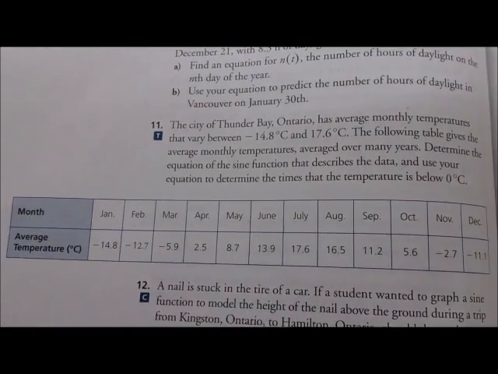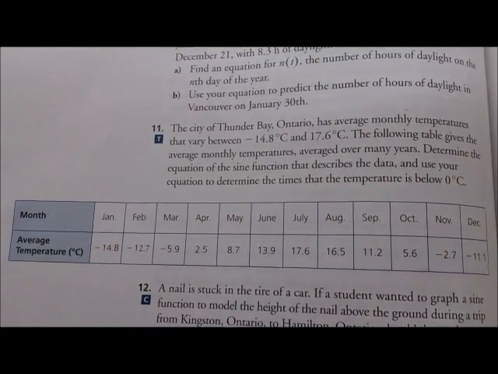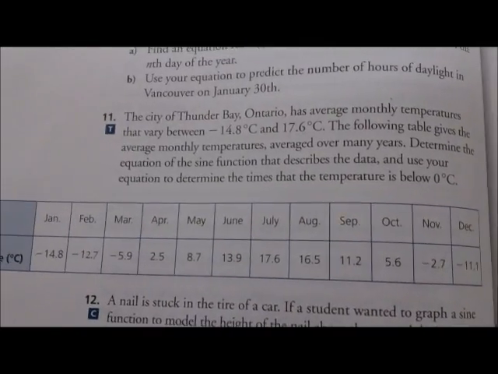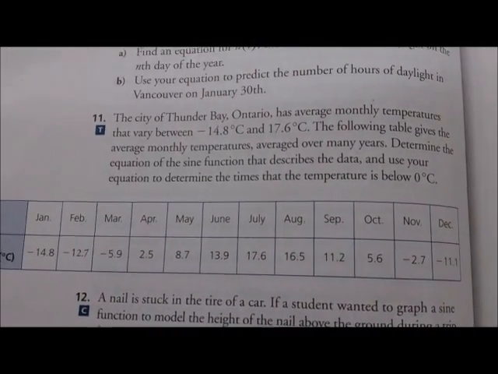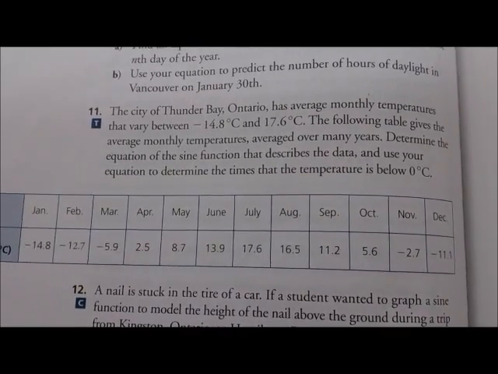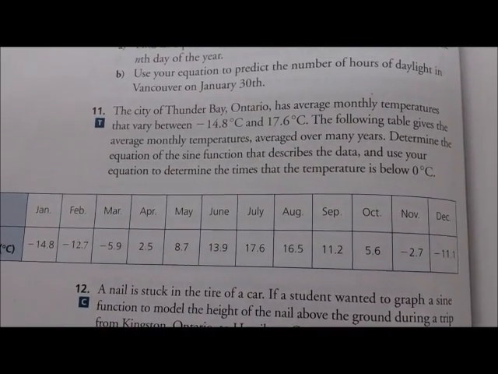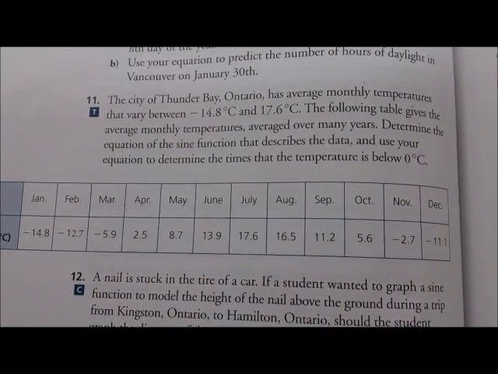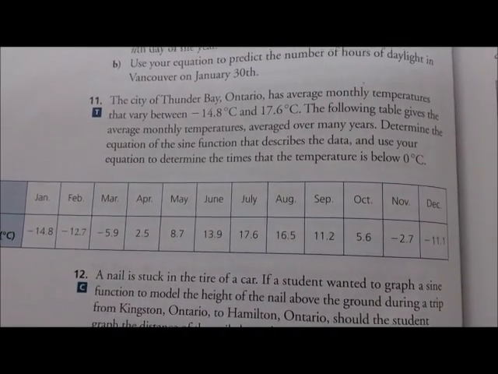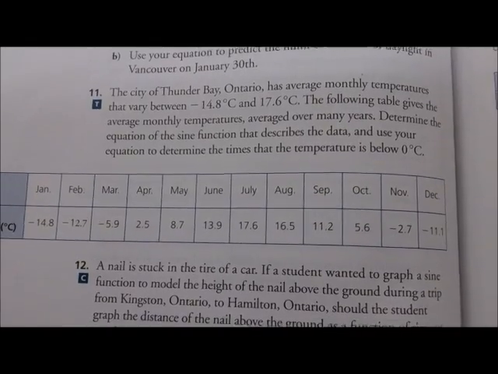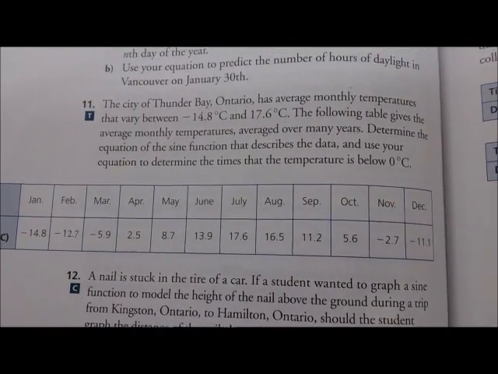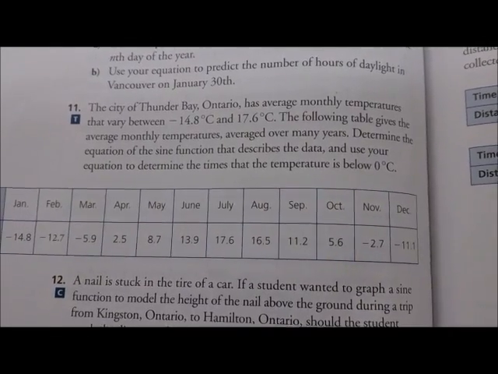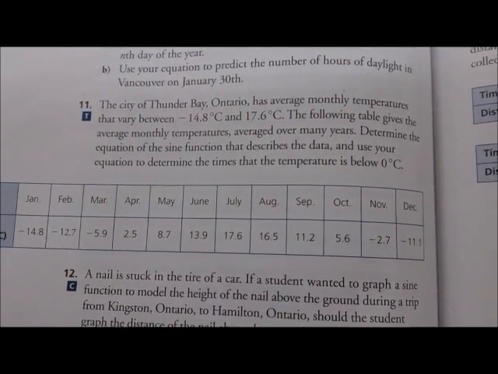This is MHF4U1, Unit 5, page 362, number 11. This question states, the city of Thunder Bay, Ontario, has average monthly temperatures that vary between negative 14.8 degrees Celsius and 17.6 degrees Celsius. The following table gives the average monthly temperatures averaged over many years. Determine the equation of the sine function that describes the data, and use your equation to determine the times that the temperature is below 0 degrees Celsius.